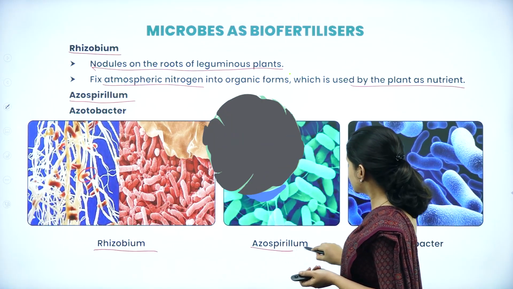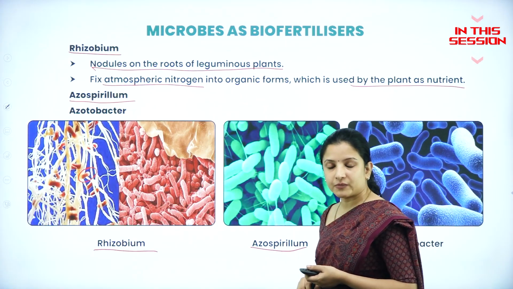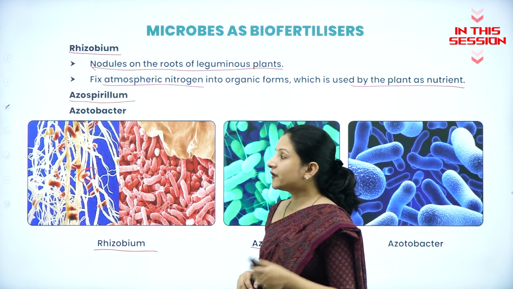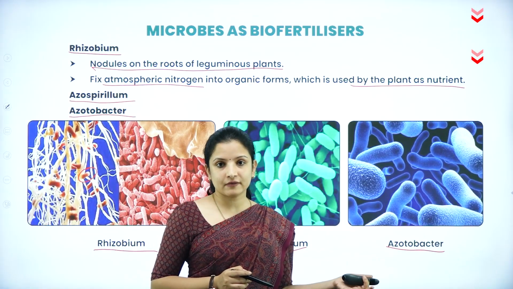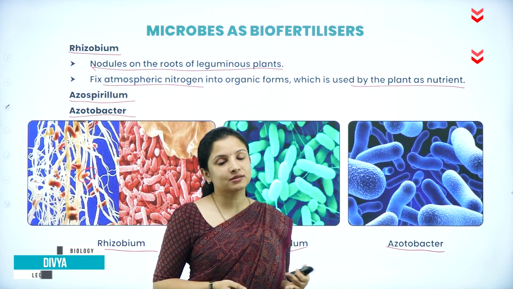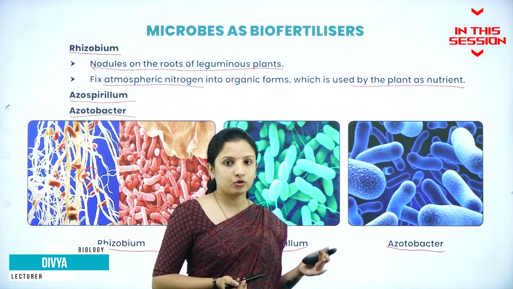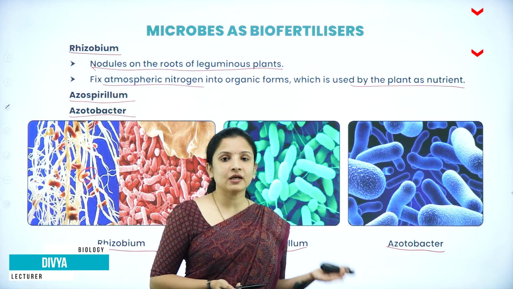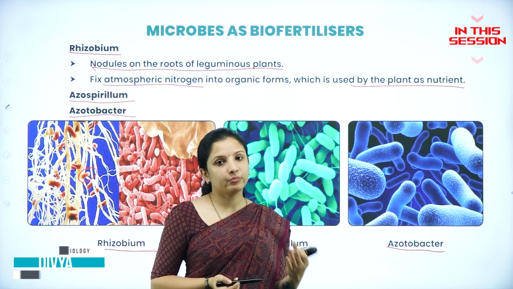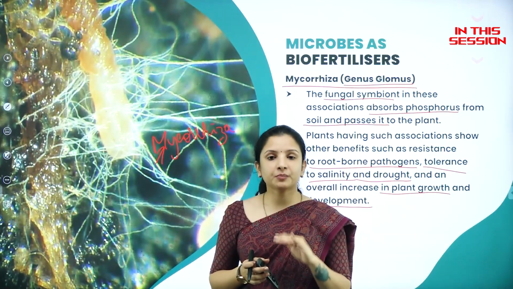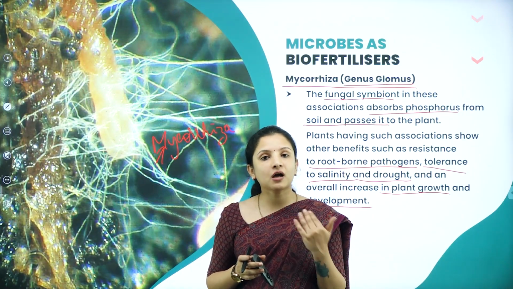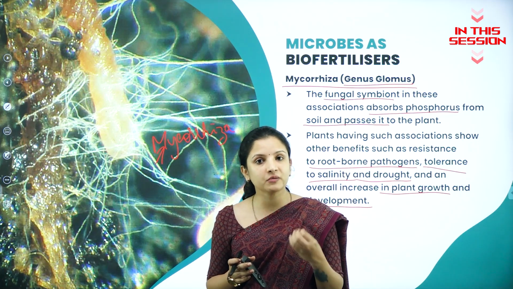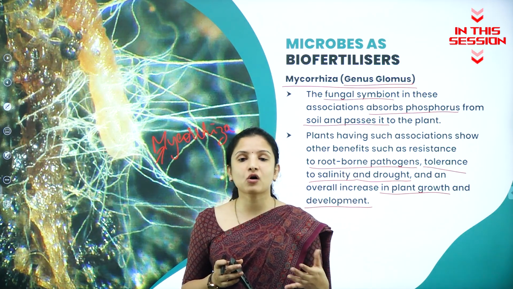So Azospirillum is one such bacteria which also help the plants in nitrogen fixation. So when it is a symbiotic association, it means both the organisms will be benefited out of it. The plant is benefited and the bacteria are also benefited in turn. So the plant should get protected from the harmful microbes, because the harmful microbes will be the ones causing diseases.